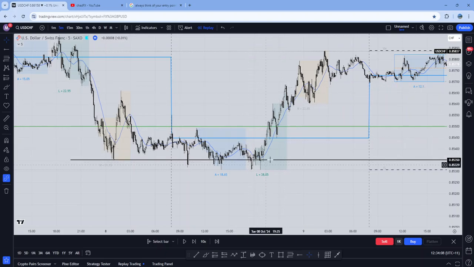And is this a repeatable setup? Yes. Can you put size on this setup? Yes. You could have entered here on the EMA at the low, or you could have entered at yesterday's closing price with the EMA in support.